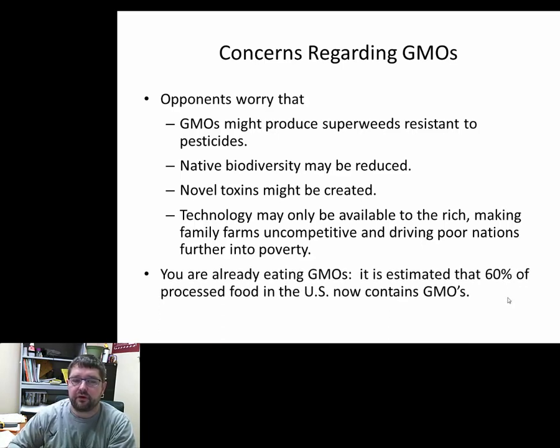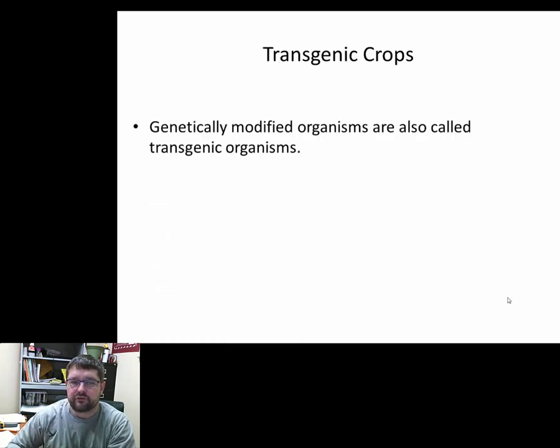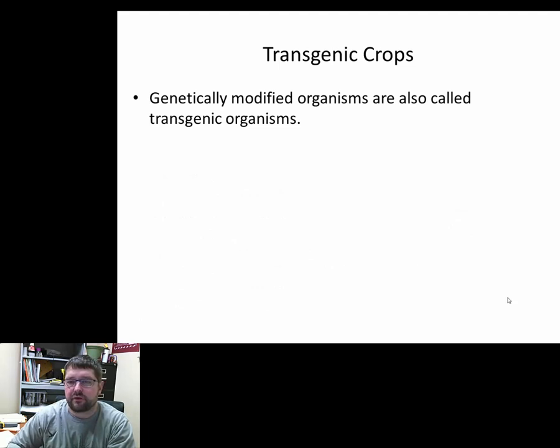And like I said before, you're already eating GMOs. About 60% of all processed food in the United States contains some GMO. So if you've ever eaten at a fast food restaurant, you ate a GMO, guaranteed. Now, transgenic crops or genetically modified organisms, this is interesting because there are multiple ways at which you can modify the genes of an organism.